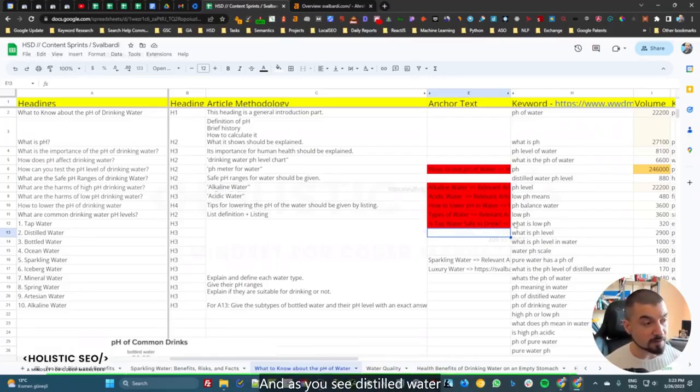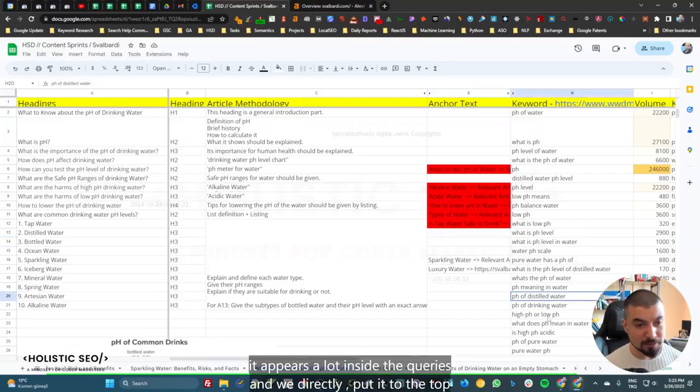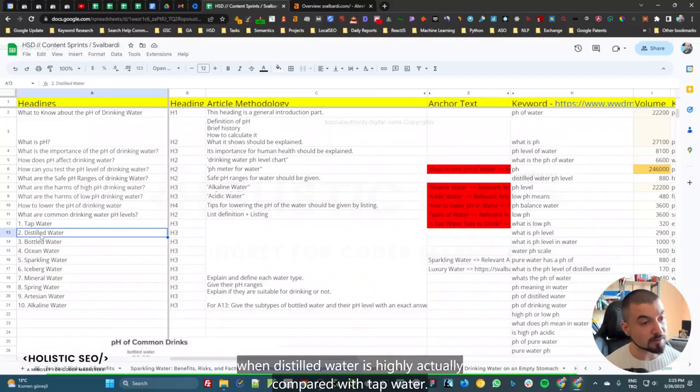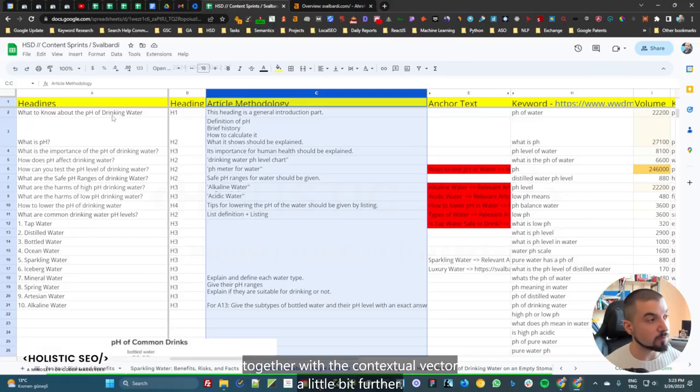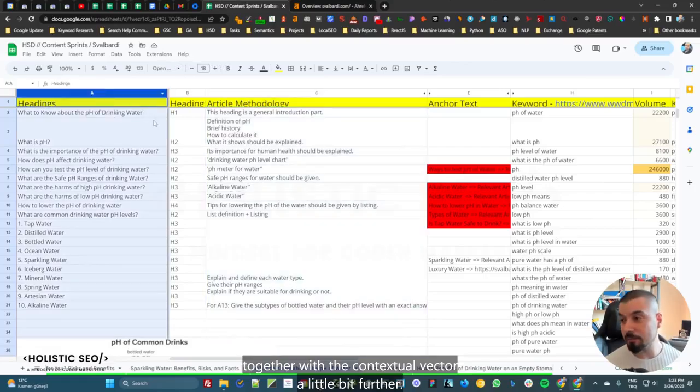And as you see, distilled water appears a lot inside the queries, and we directly put it at the top. Distilled water is highly compared with tap water, that's why we put it into the first section one more time. So there are many other sections that we will need to talk about in this area. In the next lecture, we will continue to examine our article methodology together with the contextual vector a little bit further. Thank you.